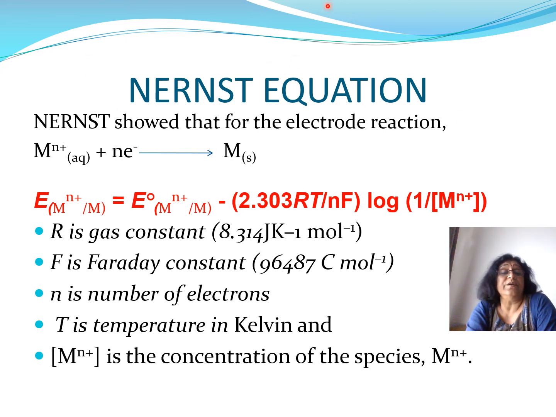Now the Nernst equation: Mn plus aqueous plus n electrons gives you M. Let us take this in the electrode direction. So how will you write the E of the cell? E cell is equal to E naught cell minus 2.303 RT by nF log 1 upon Mn plus ion. R here is the gas constant, the value is 8.314 joules per Kelvin per mole. F is the Faraday constant, approximately 96500 coulombs per mole. n is the number of electrons, T is temperature in kelvins, and Mn plus is the concentration of the species.